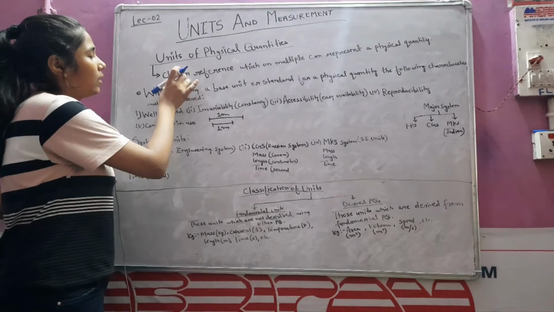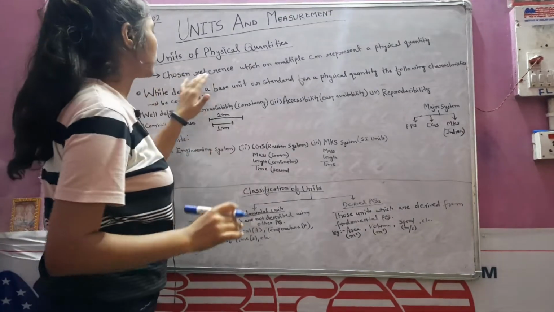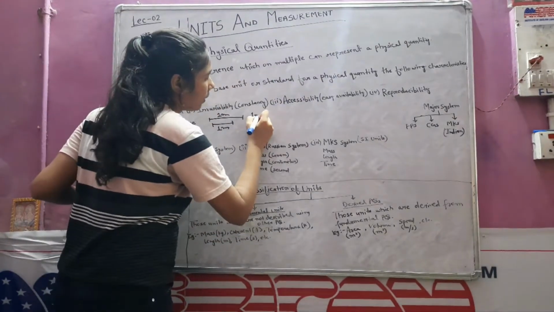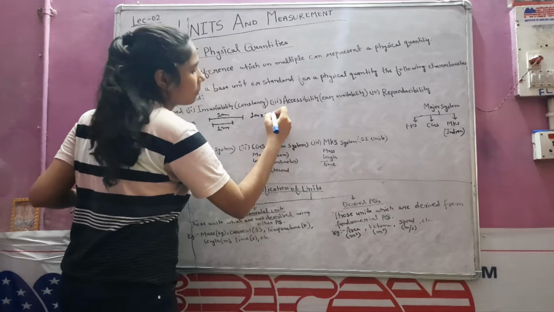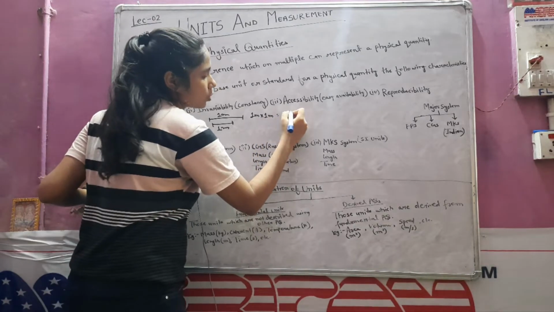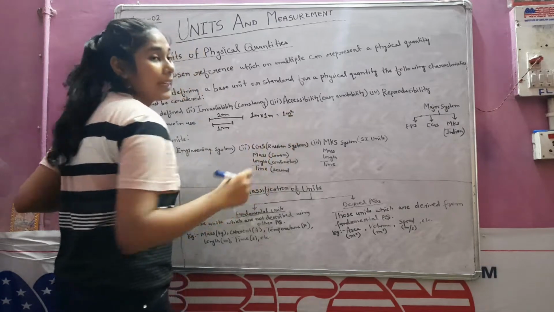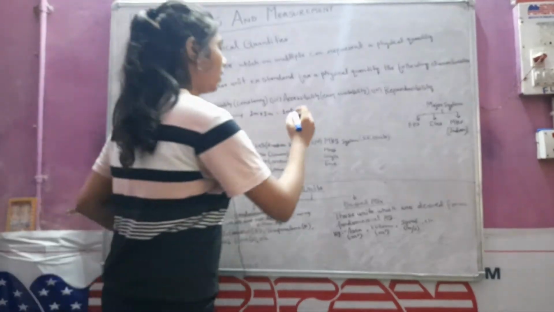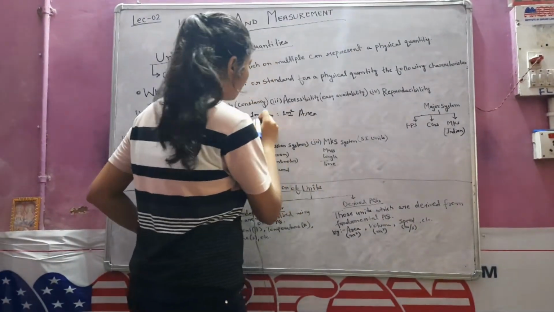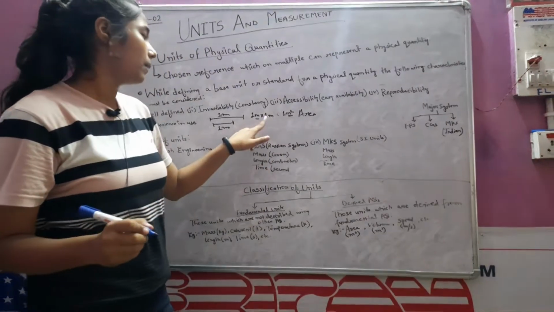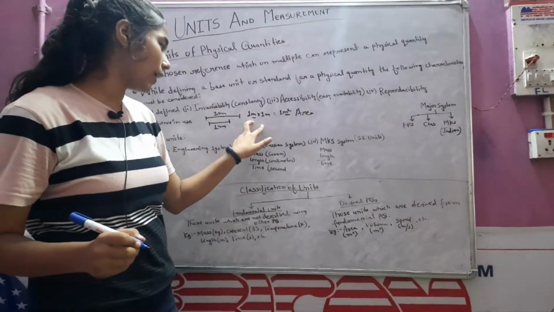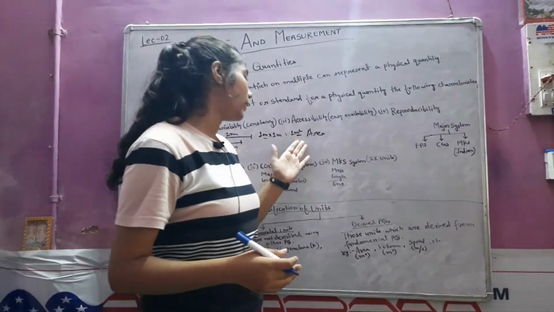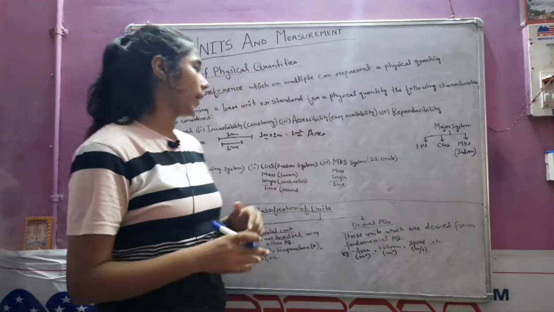That is why it says that it's a chosen reference which on multiple can represent a physical quantity. Now, if I multiply 1 meter into one more 1 meter, it becomes 1 meter square, and 1 meter square is the unit of what? Can anyone say? Area. Exactly. Meter is the unit of length. When we multiplied meter into meter, we got the unit of area, that is meter square.